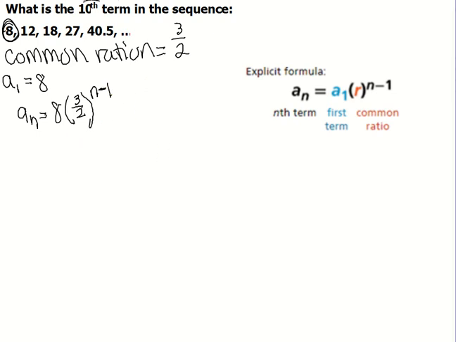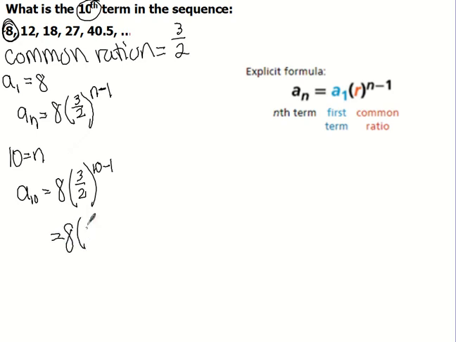So to find the 10th term, that 10 is my n. Okay, so a to the 10th would be 8 times 3/2 to the 10 minus 1, which would get me 9, right? So in our calculators, we're going to actually put 8 times 3/2 to the 9th. Okay, remember we have to do the exponent first. Do not just combine 8 and 3/2 together. I've been seeing some people do that.